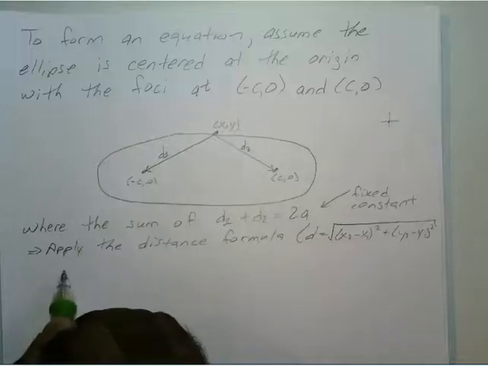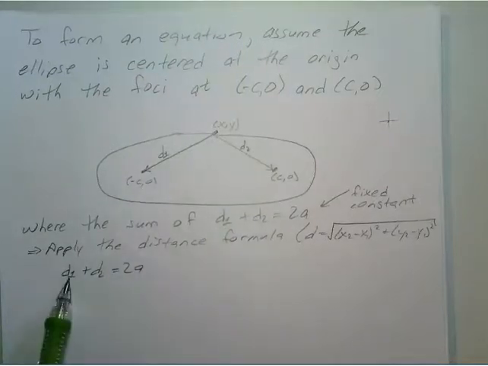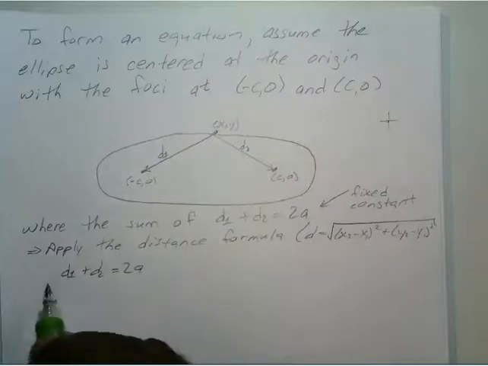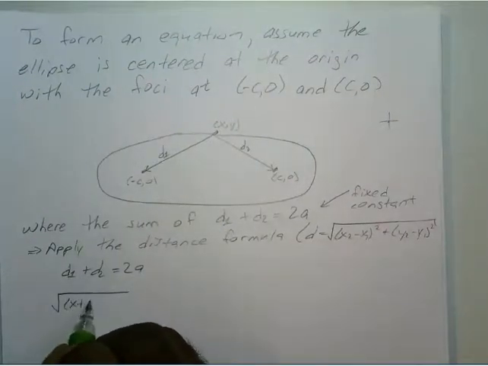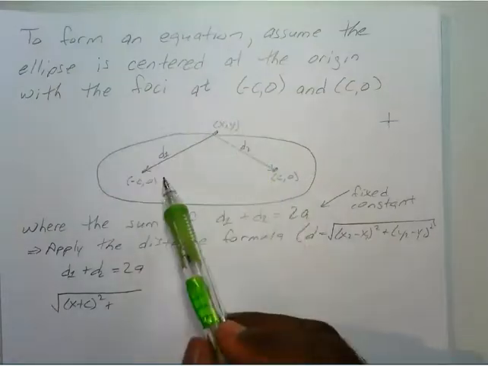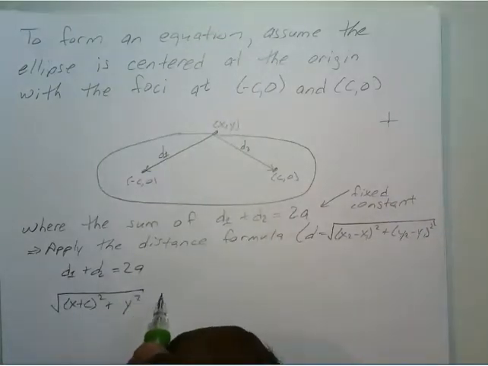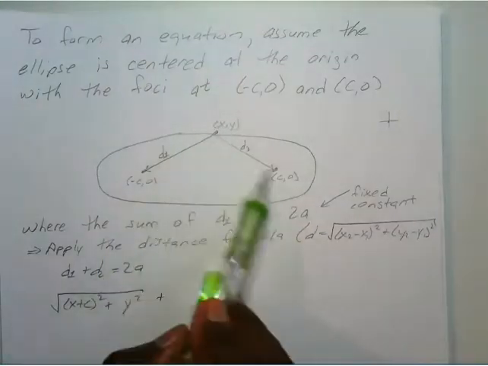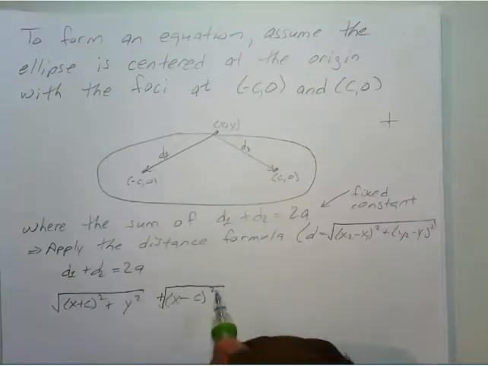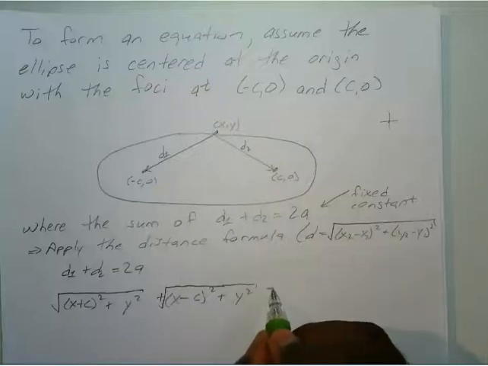So our distance 1 plus distance 2 equal to 2a will become, remember for distance 1, we have x2 minus x1, so x minus negative c, which is x plus c. So that would be the square root of x plus c squared plus y2 minus y1, so y minus 0 squared, which is just y squared. Plus, for our distance 2, x2 minus x1 is x minus c. Oh, I forgot to put my square root. Squared plus y minus 0 squared, or just y squared, is equal to 2a.